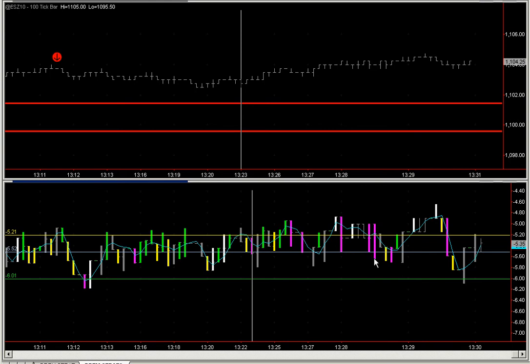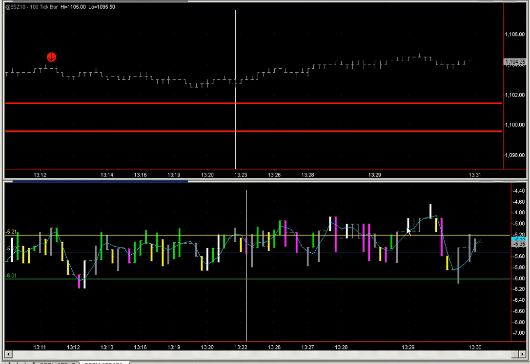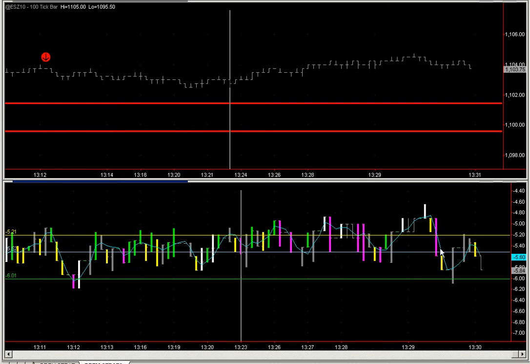Secondly is the color of the lines, the color of these bars. Positive colors are white and green. Negative colors are yellow and magenta, and a neutral color is gray. If we're going to take a short trade, we need to be below the threshold line with a negative color and a negative slope on this other indicator. A long trade has to be above the line with a positive color, such as right in here.